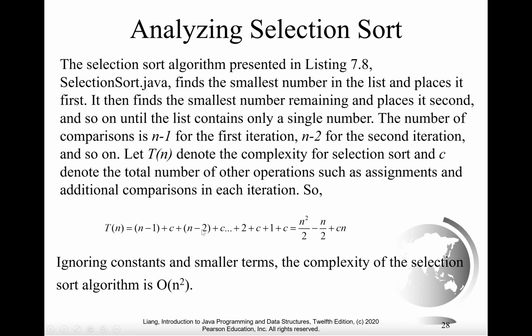plus C. So you can see the overall time is this, adding all of this together, and this is n squared divided by 2. That is the dominating part. Ignore the non-dominating part and the constants. So we get this: the time is order of n squared for selection sort.